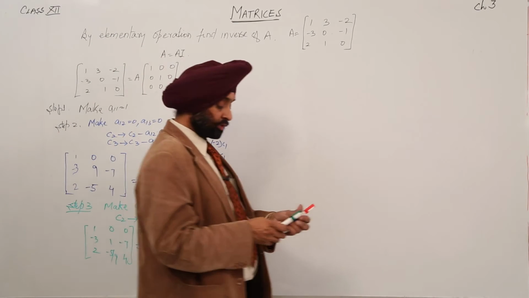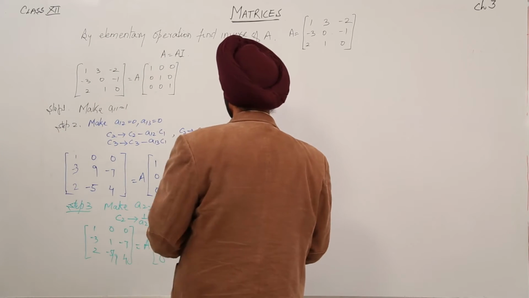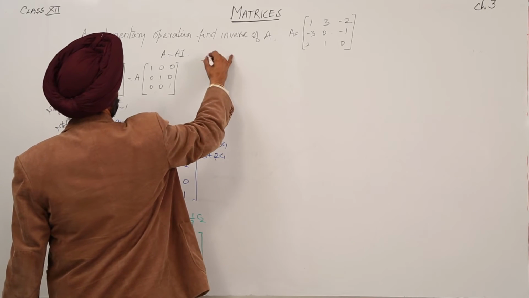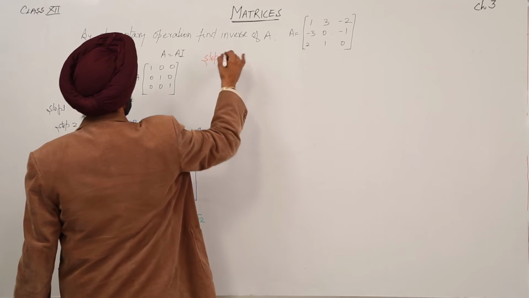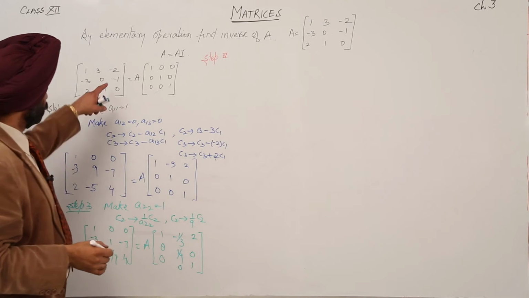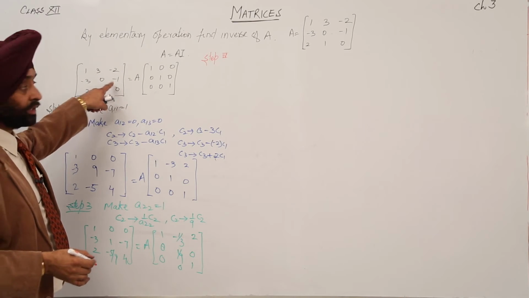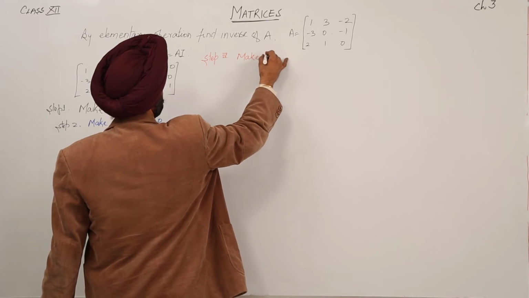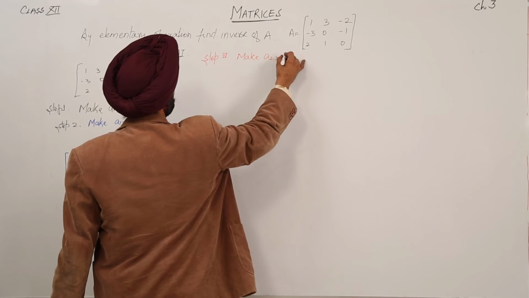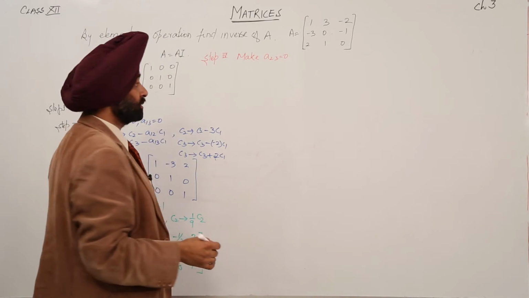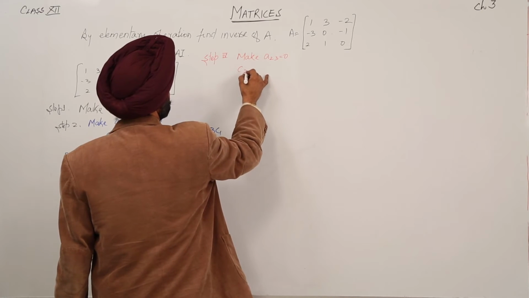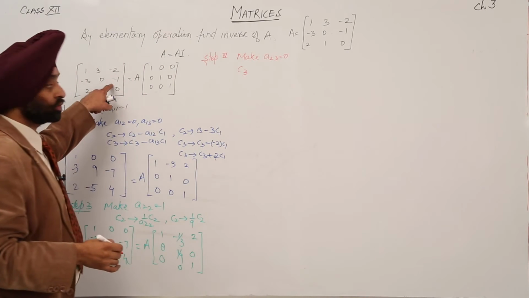Now let's proceed to step 4. Step 4, we have to go for A23. Make A23 equal to 0. Now we have to make A23 a 0. A23 is this one.